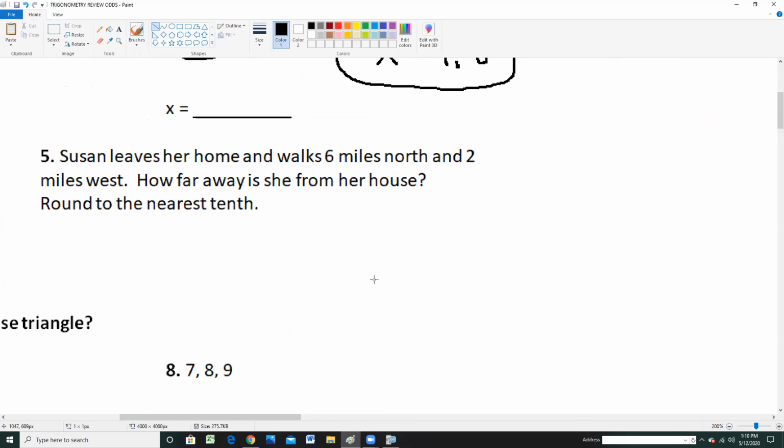So Susan walked 6 miles north. And then 2 miles west. Now, if you are not good at these directions, it's not really a big deal because you're going to get the correct answer no matter what you do. How far away is she from her house? Round to the nearest tenth. Well, that would mean we would want to know the direct distance. And that would mean that right there.